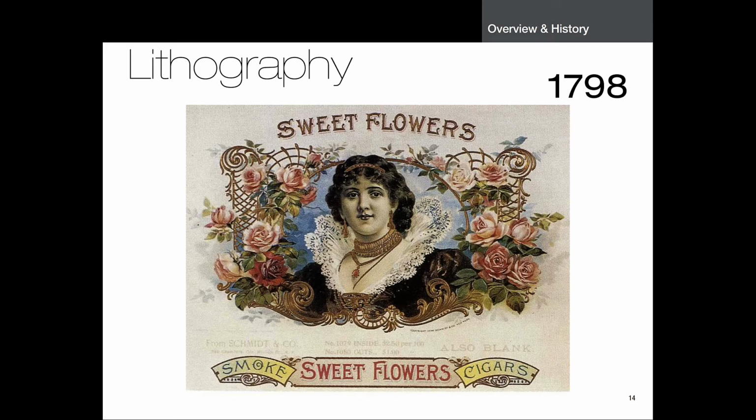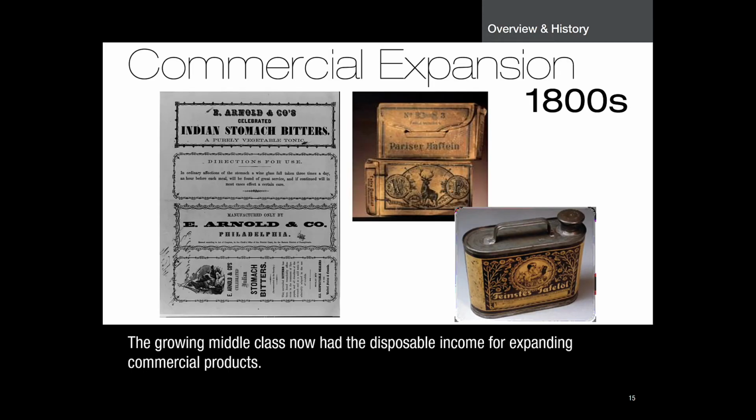Up till now, most printing had to be done in black and white, so obviously from a consumer standpoint, being able to add color to it would make it much more appealing.